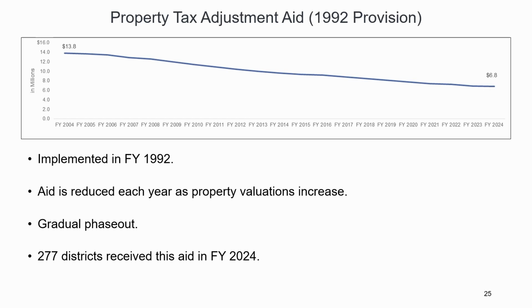Page 25. The Property Tax Adjustment Aid 1992 is being phased out. As the taxable value of properties in a district increases, this payment decreases. In fiscal year 2024, 277 districts received funding.